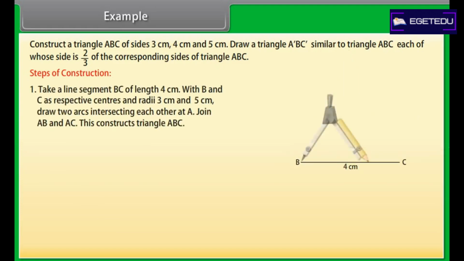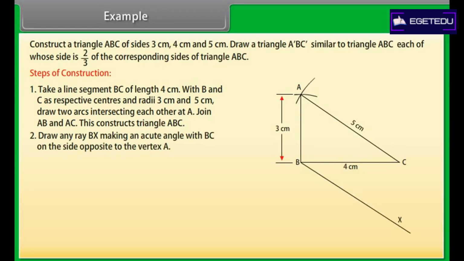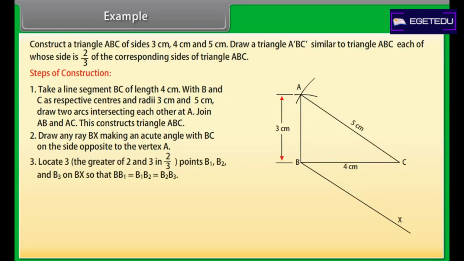Draw a triangle A'BC' similar to triangle ABC, each of whose sides is 2/3 of the corresponding sides of the triangle ABC. Steps of construction. Take a line segment BC of length 4 cm. With B and C as respective centers and radii 3 cm and 5 cm, draw two arcs intersecting each other at A. Join AB and AC. This constructs triangle ABC.